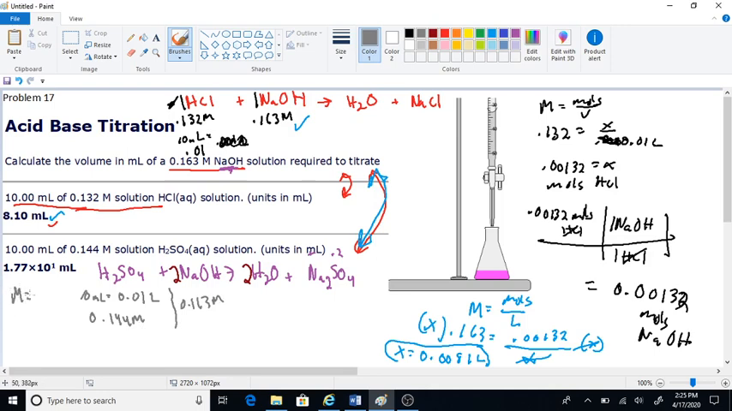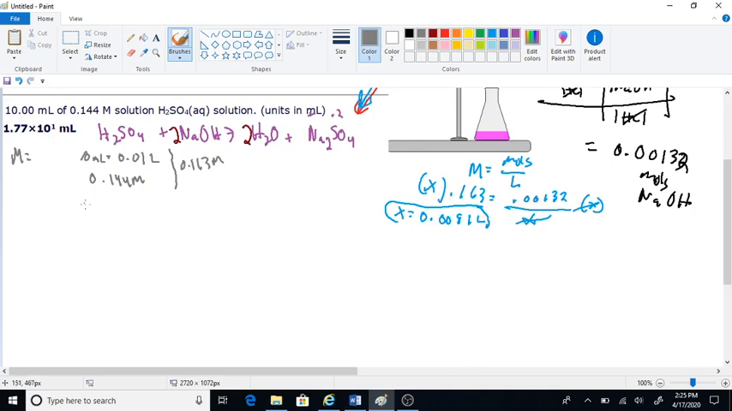M equals moles over volume in liters. So we're going to fill in 0.144 equals x over 0.010. That's a liter there. And then we multiply, and x is equal to 0.00144 moles of H2SO4.